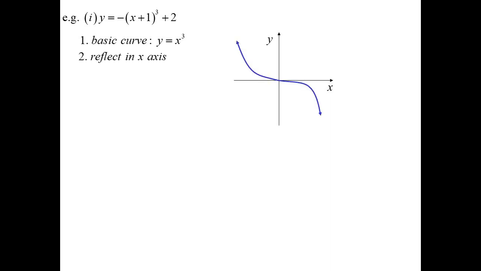Y equals minus x plus 1 cubed plus 2. So the original graph is a beautifully drawn y equals x cubed there, I'm sure you'll agree. We are going to reflect in the x-axis because you see the minus sign is with the y, it's not with the x. The x is inside the grouping symbols. I could, if I wanted to, multiply by -1 and the y would become the negative. So it's a reflection in the x-axis.